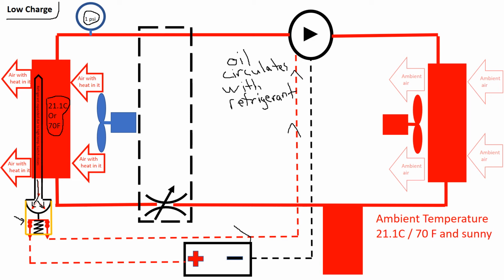Now, why is this a problem? Well, oil is circulating with the refrigerant at all times. Most of the oil will stay in the compressor sump, and of course some of it will be in the condenser, evaporator, and dryer, but we require the proper amount of refrigerant flowing through the system to keep the proper amount of oil flowing through the system, because there are critical parts of the compressor that require that oil circulation so that they don't fail.